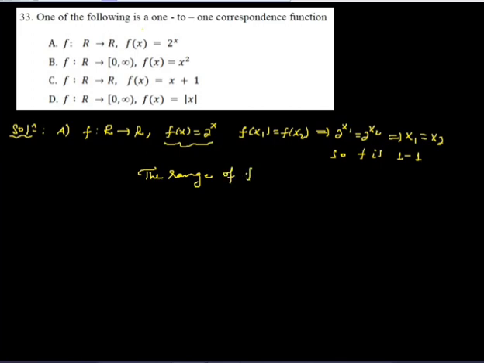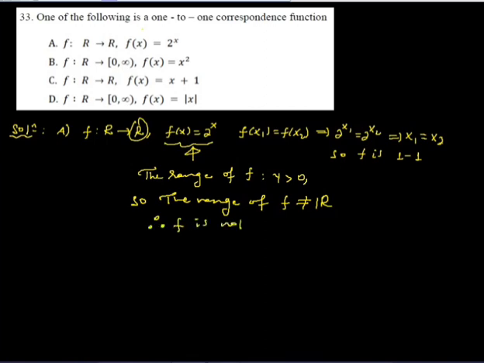The range of f, or all the possible values of y, will be y greater than 0, right? So the range of the function f is different from the second set R, real numbers. So this is not an onto function. Therefore, f is not a one-to-one correspondence.